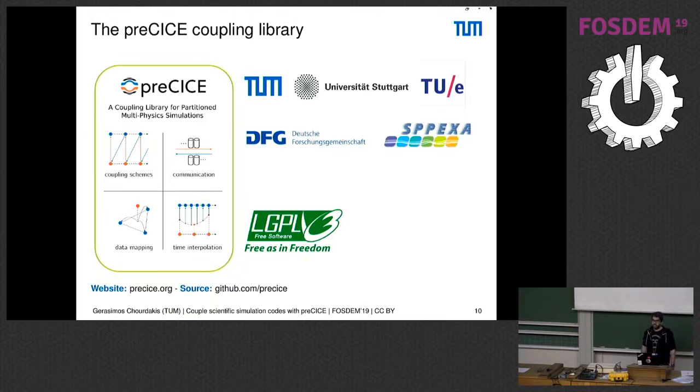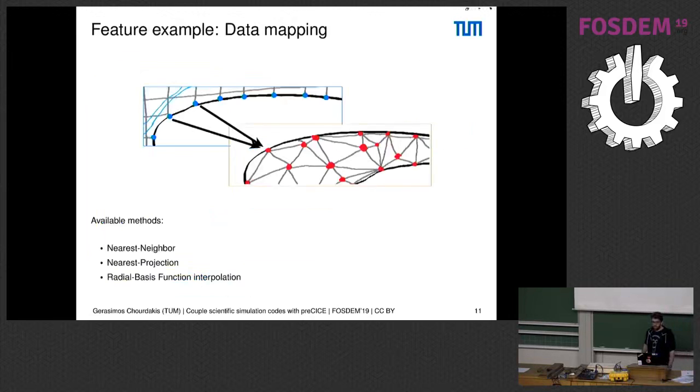It's an academic project, mainly developed at the TU Munich and the University of Stuttgart, recently also at the TU Eindhoven. And it receives public funding from the German Research Foundation, and in particular, the priority program for exascale computing, SPPEXA. So you see that it's a project that aims at HPC. And because public money should give public code, we distribute the code with the LGPL license. You can find the website and the source also at the end.